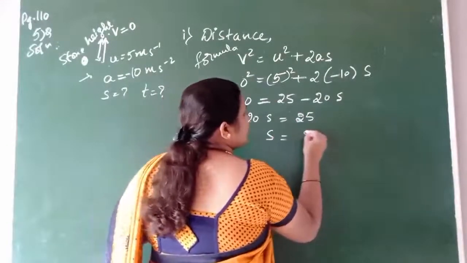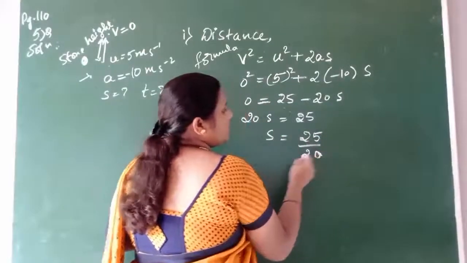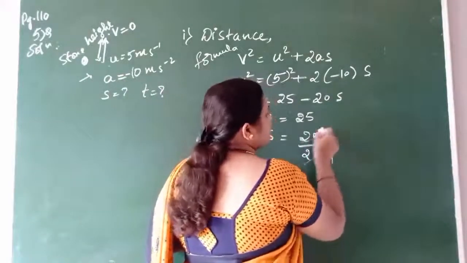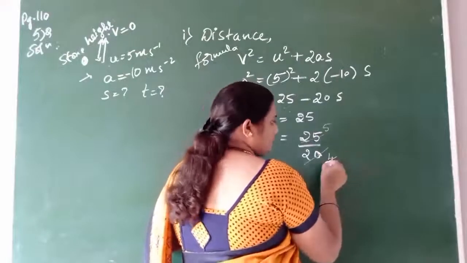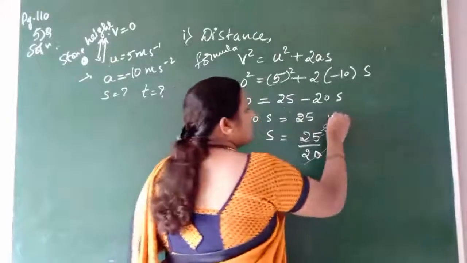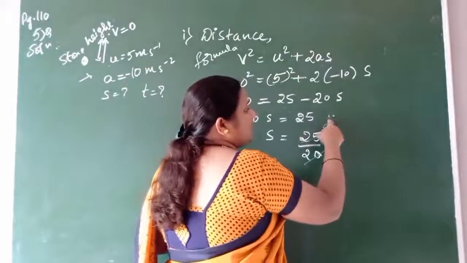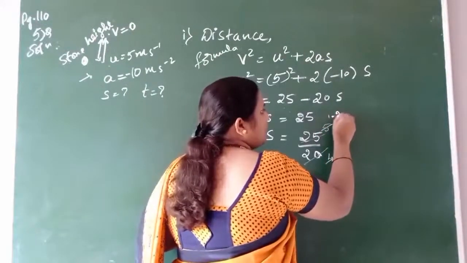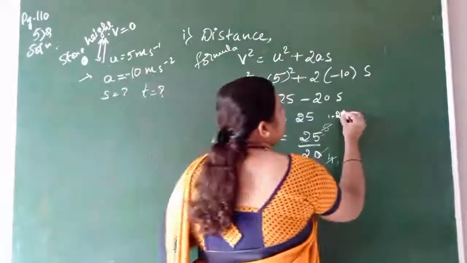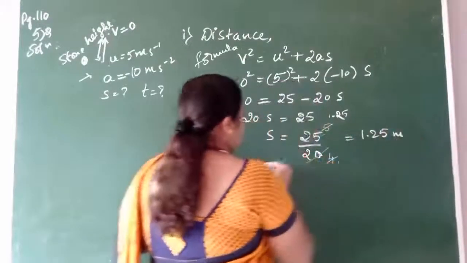Therefore, S can be written as 25 divided by 20. This goes to the denominator, no? So 20. 5 fours are 20, 5 ones are 5, so 1 has remained. Let us take 1.0, once again 4 twos are 8, 2 has remained, so 5. So what is that? 1.25 meter is the height.